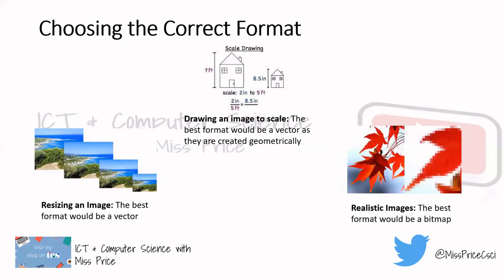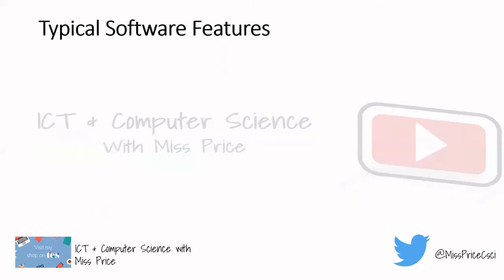For realistic images, the best format would be bitmap, because it can have lots of color depth. Now, typical software features. There are many different software packages out there. You've got professional software such as Photoshop, then other software that can be downloaded for free, and you may also have software already on your computer, like Paint. GIMP is free software, and it's kind of like a version of Photoshop.